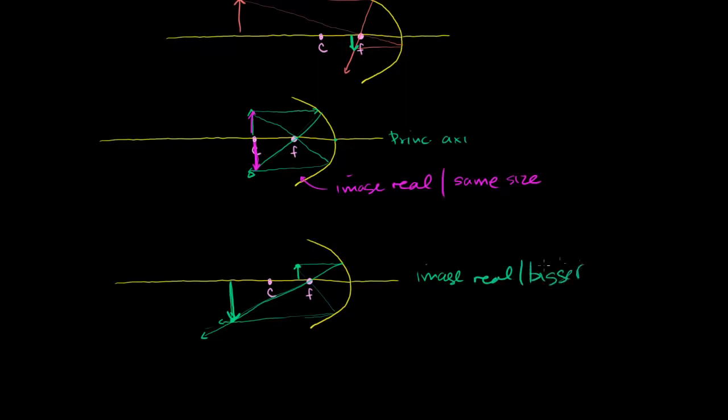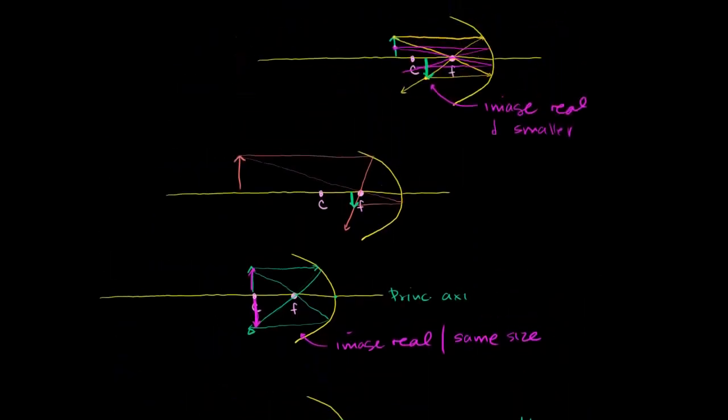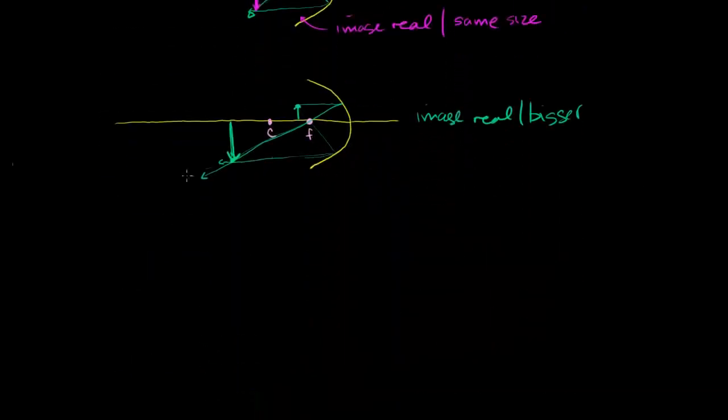And where the image converges is going to be beyond the center of curvature. And you could imagine if this was the object right here, then this would be the image over here if you just traced the lines backwards. So there's kind of a symmetry here between this example and the first one we did up here. Now let's just do a couple more. Let's imagine if the object is actually at the focal point.